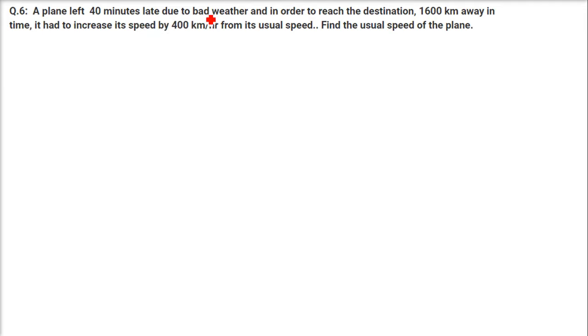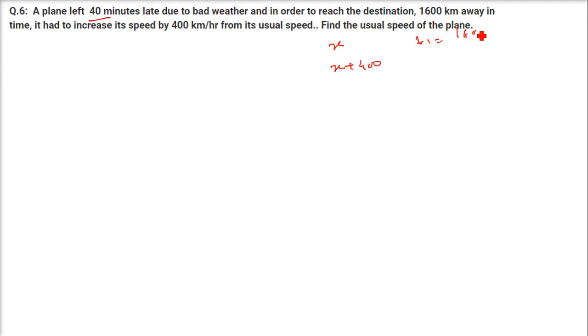A plane left 40 minutes late due to bad weather, and in order to reach the destination 1600 km away in time, it has to increase the speed by 400 km an hour from its usual speed. So let us say that the initial speed was x. Now for making up, the speed has to increase by 400, right? And the difference of the time is 40 minutes.